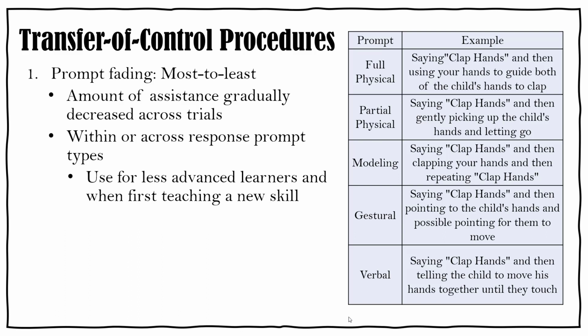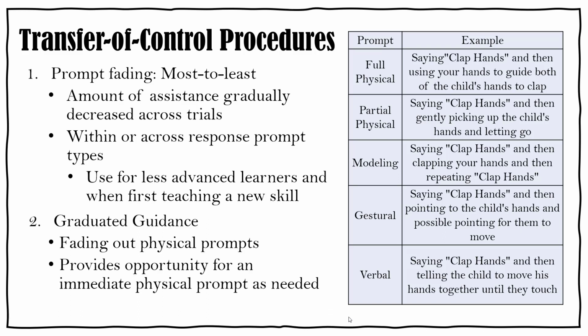You typically want to use most to least prompting for less advanced learners, so if you have more of a low functioning learner, things like that. And also when you first teach a new skill, a lot of times this is what's called errorless teaching, because you're providing lots of assistance so you ensure that the kid is engaging in the correct response, and then you pull it back. So it decreases errors when you're first teaching a new skill.